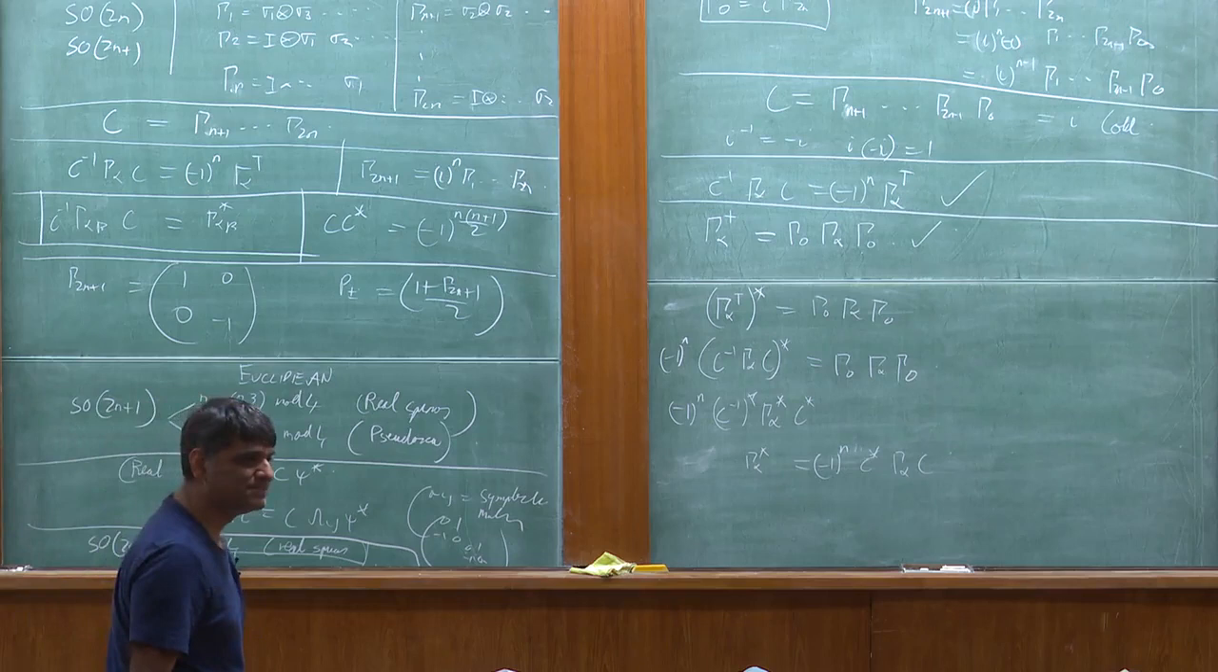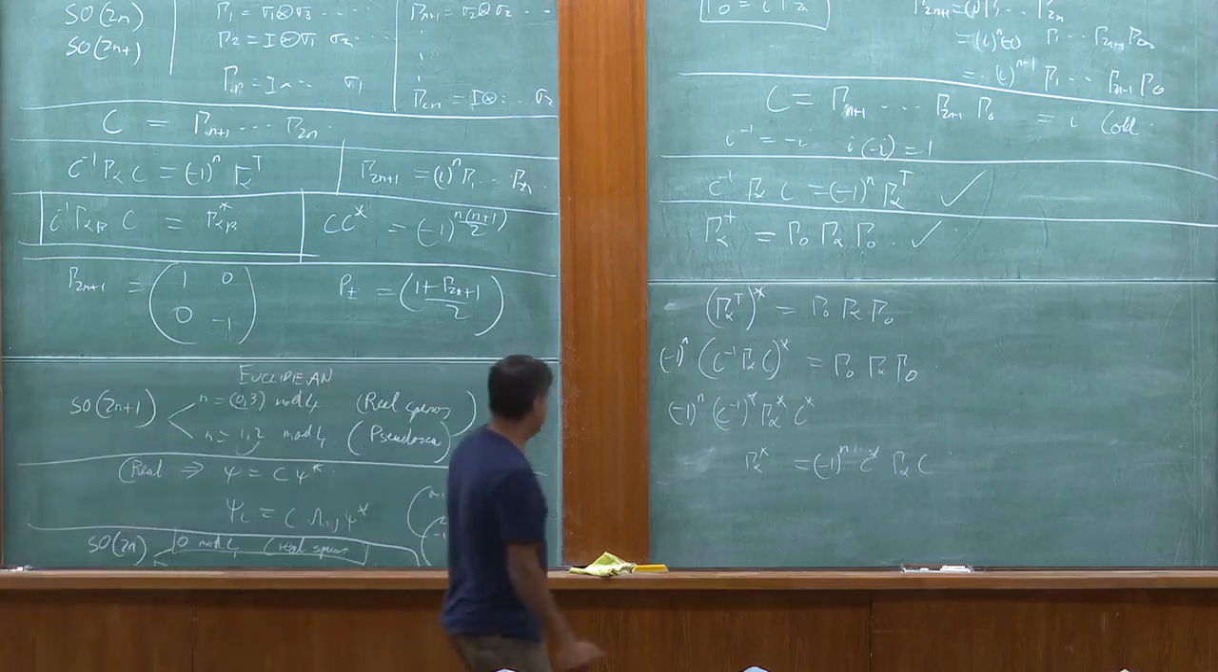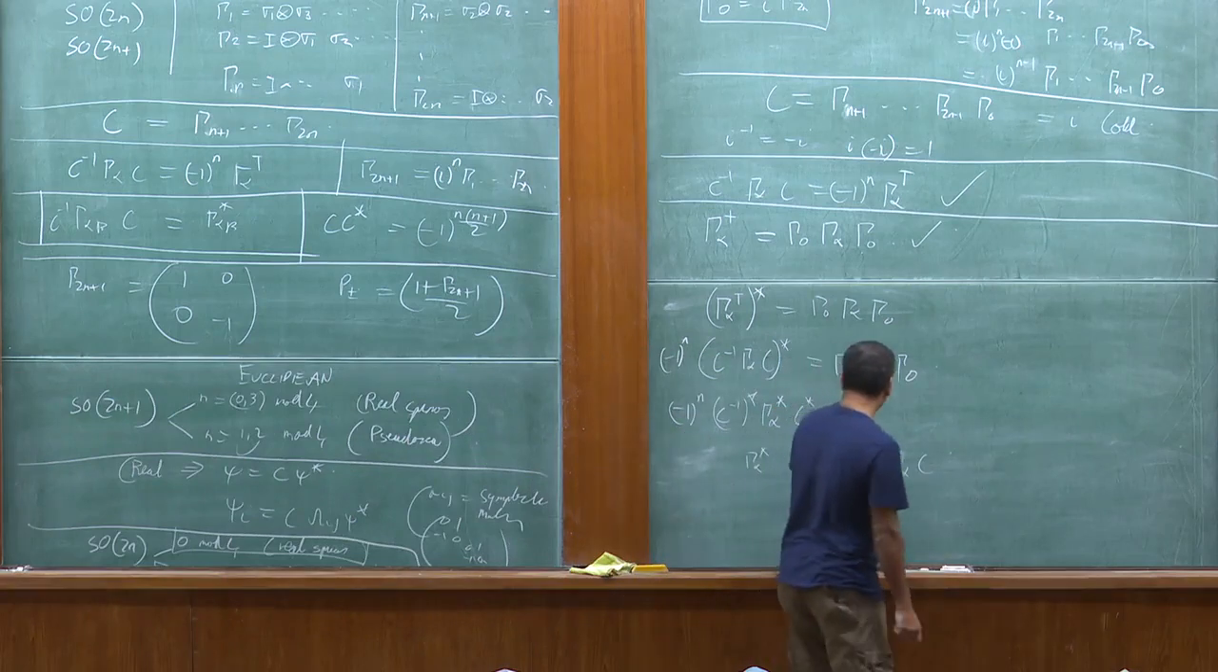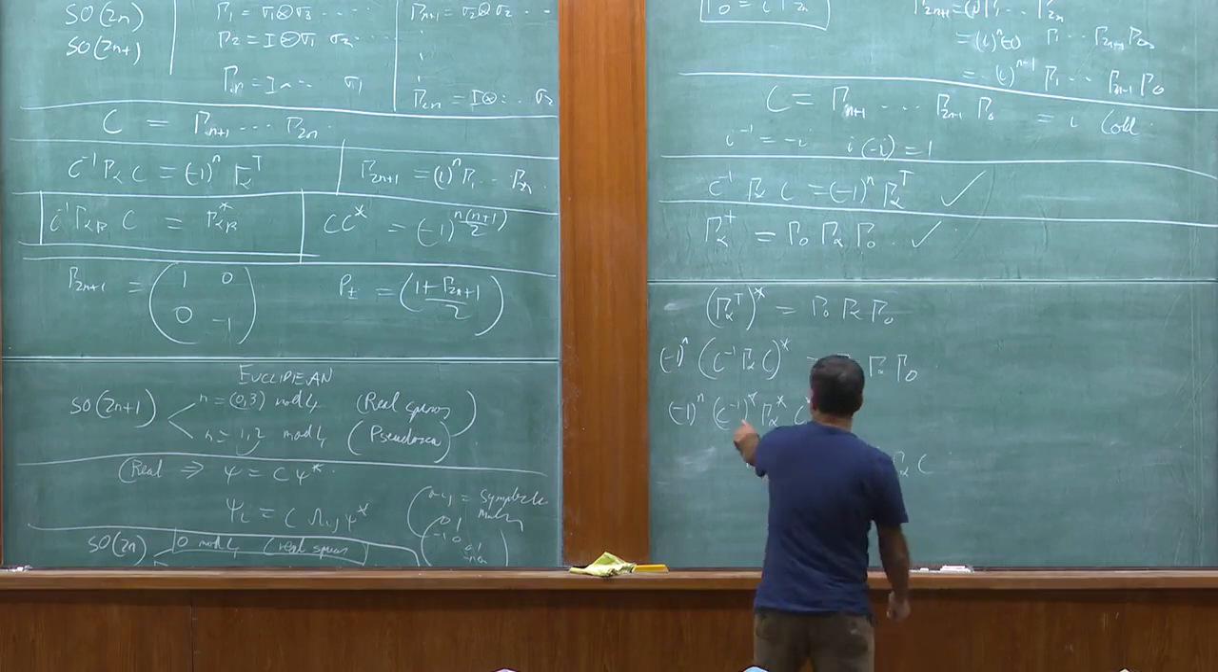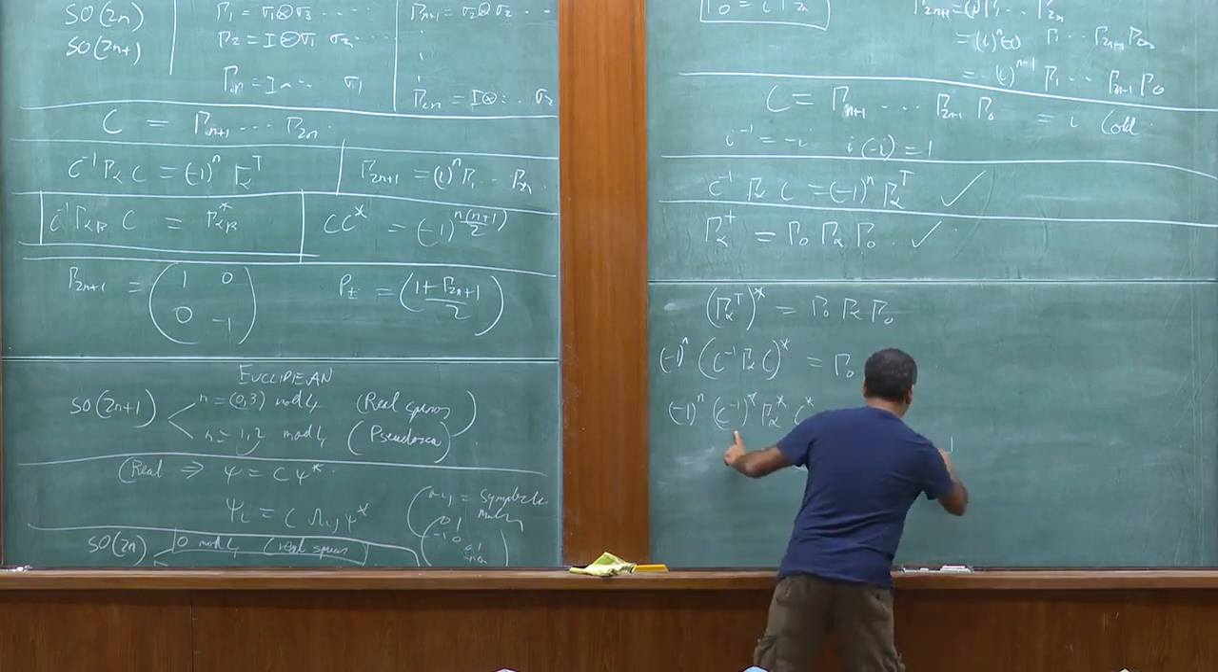Okay? All good? Now we have to work out what it is. C star gamma C star inverse.